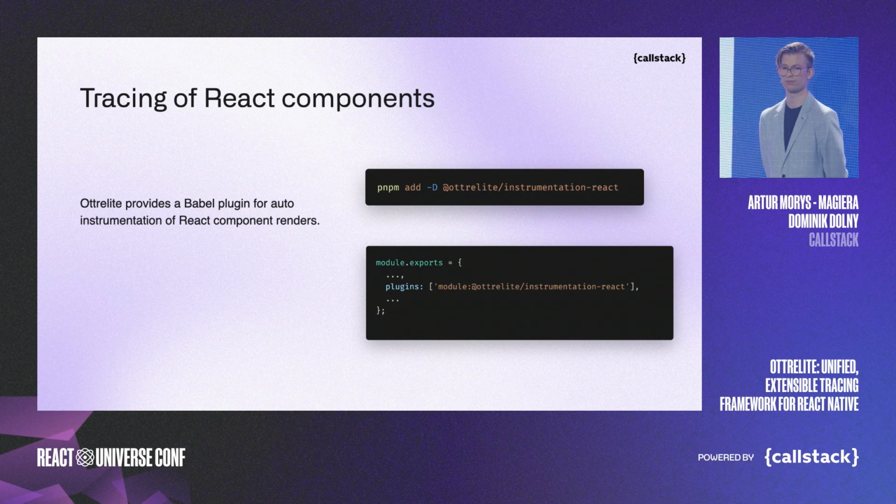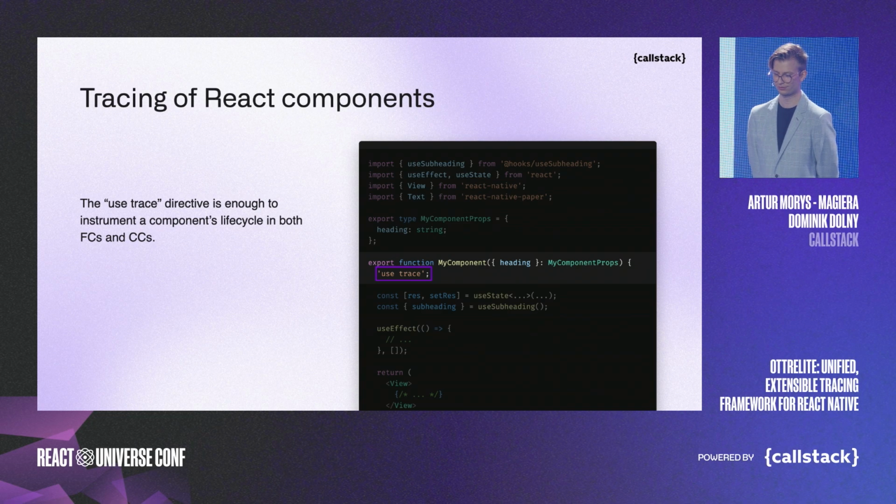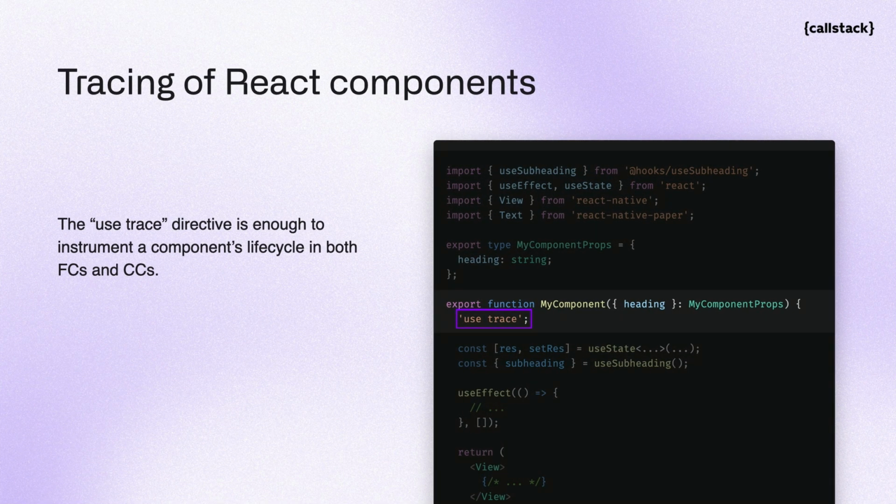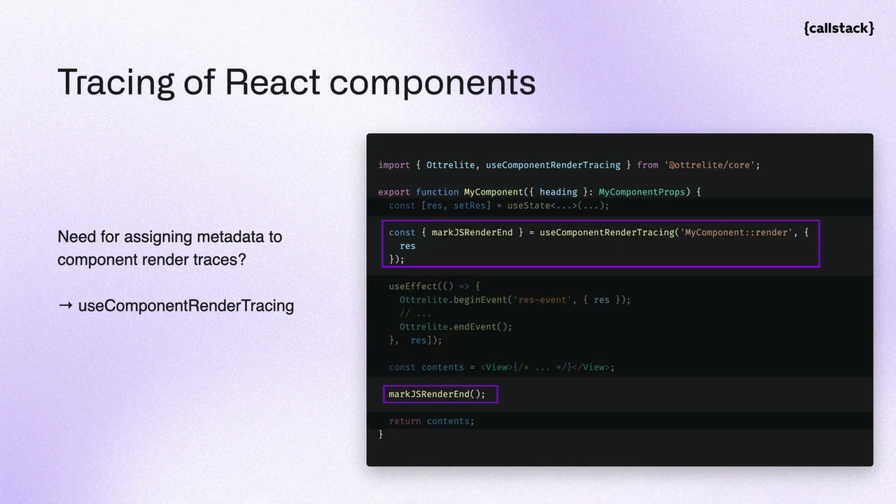The instrumentation is both for production use cases, and we will cover that later, as well as it will invoke the development API for development tracing needs. To get started, you have to install the plugin and simply configure it in your Bubble config.js, and that will be it. To auto-instrument the component with our hook, you'll have to use the useTrace directive. The directive, of course, will support both function components and class components.